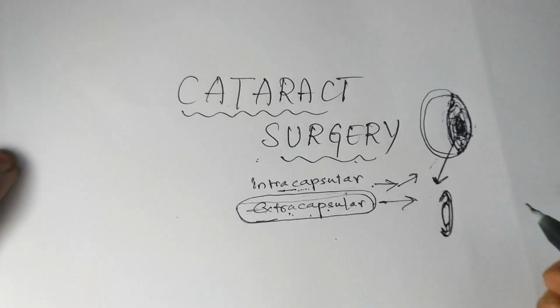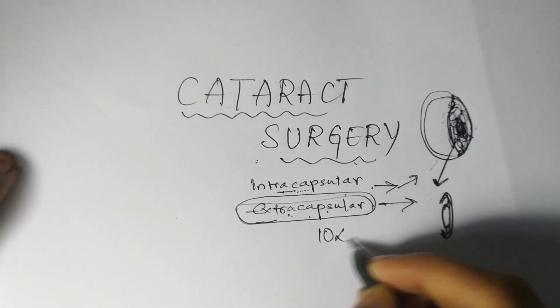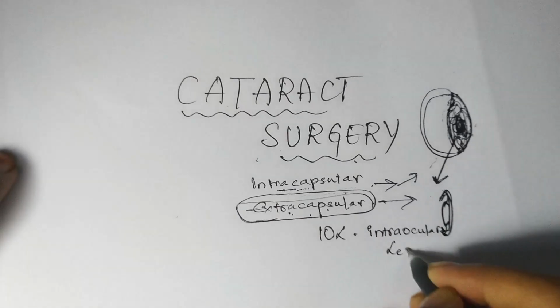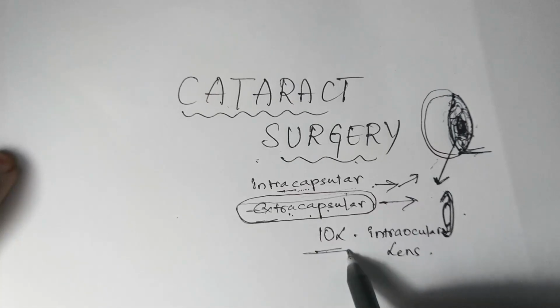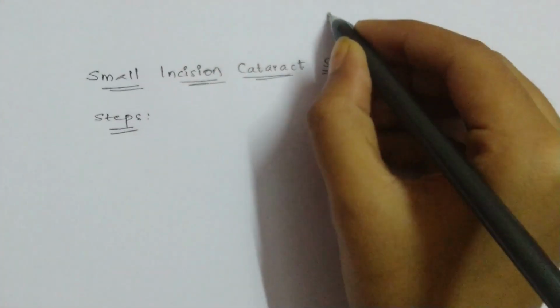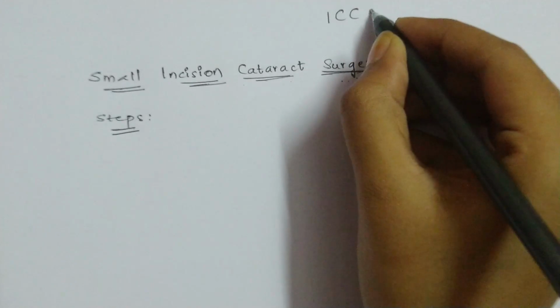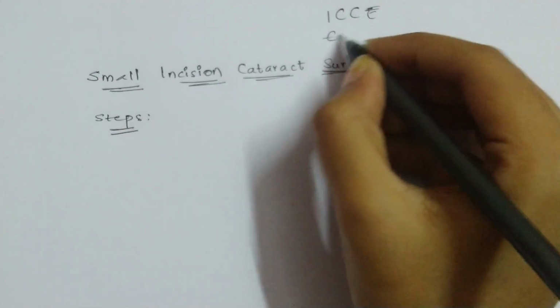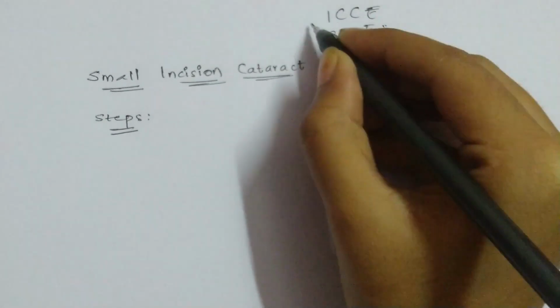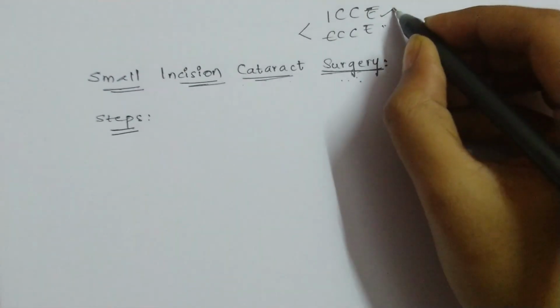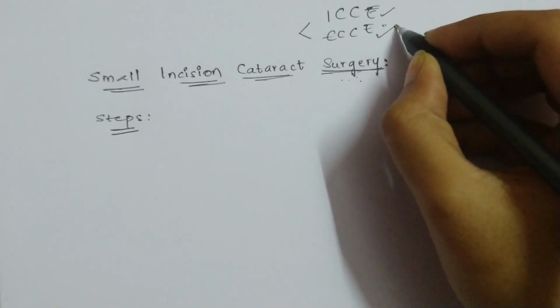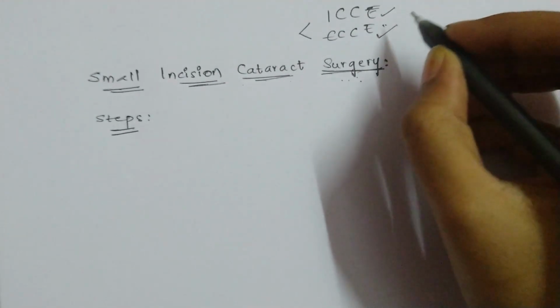What is an IOL? Intraocular lens. Since we are removing the lens, we have to replace the lens with another thing so that the patient does not suffer from any refractive error. So we place an IOL. We have seen that there are intracapsular cataract extraction and extracapsular cataract extraction. These are the two types of cataract surgery I discussed now, right? In intracapsular cataract extraction, the capsule is also removed, and in extracapsular cataract extraction, the capsule is not removed.